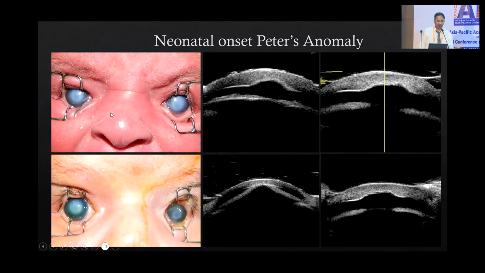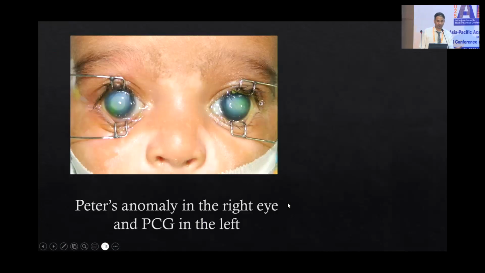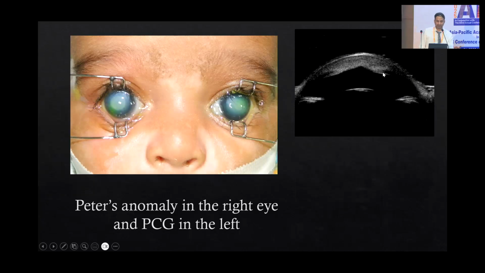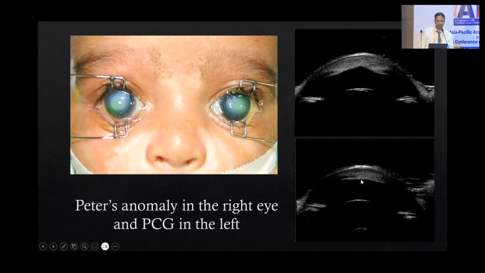This is the case of neonatal onset Peters anomaly. There we can see on UBM there is a posterior segment defect, and here in the second case the iris is also inserted over there. Both eyes are appearing very much similar, but on UBM when we saw, there is a posterior segment defect in one eye, and in the other eye we have a nice Descemet's.